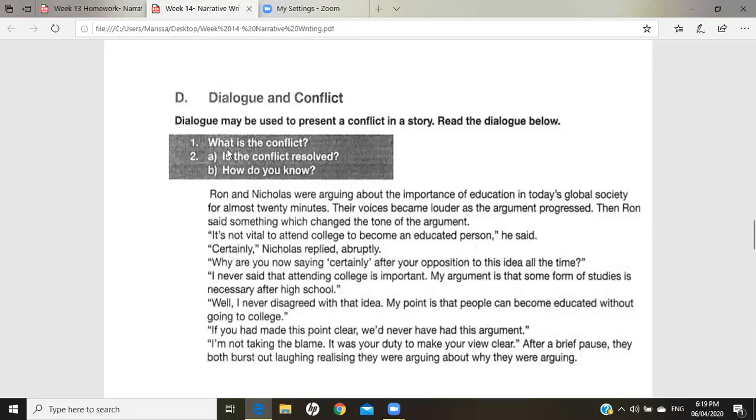So the first question says, what is the conflict? And 2 says, is the conflict resolved and how do you know? So let's listen to this extract and I will pick on you all to answer the questions.